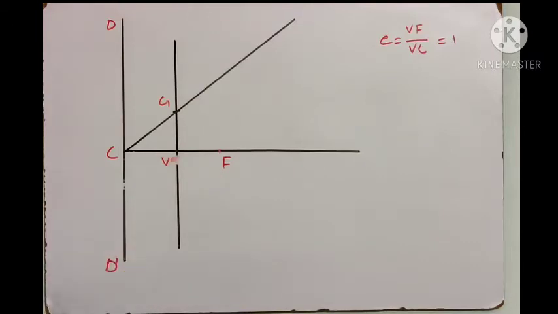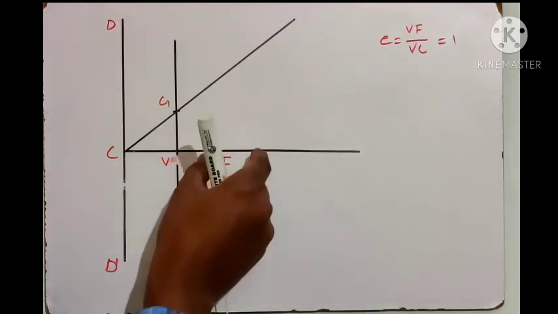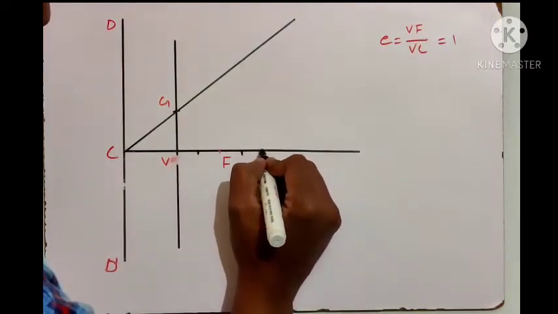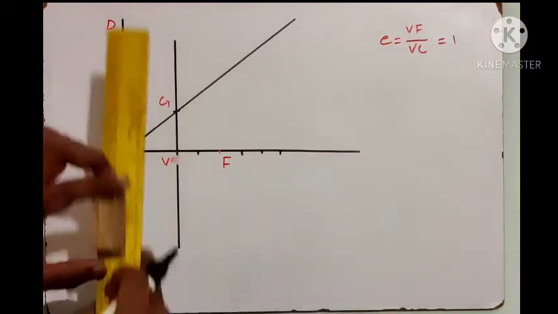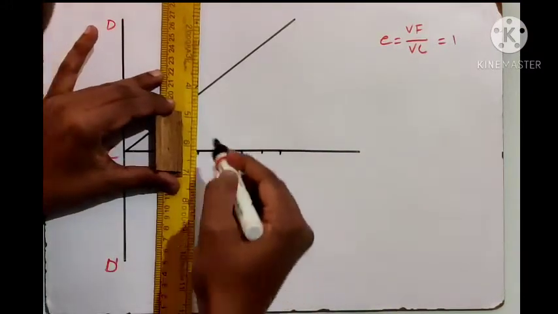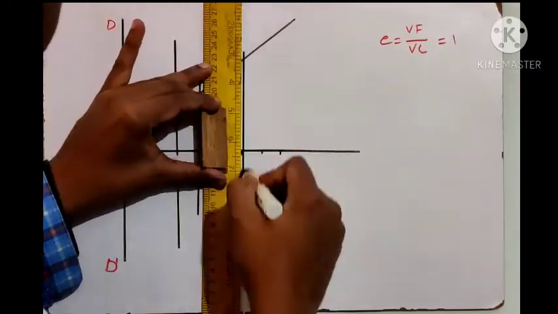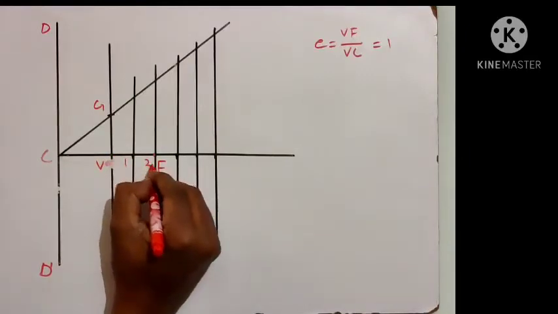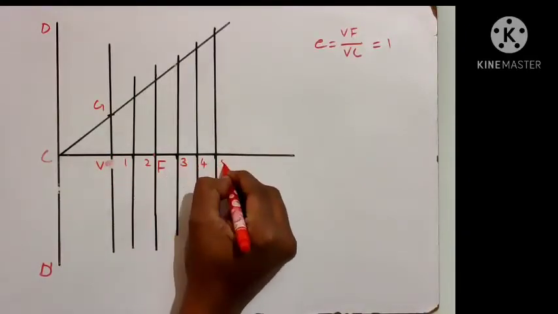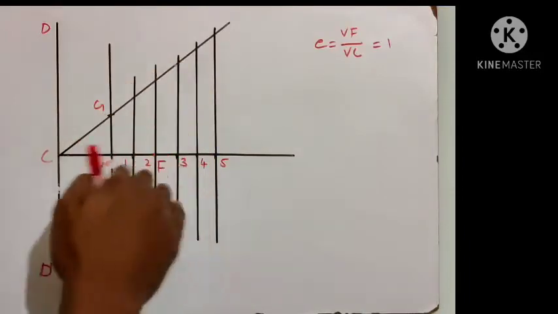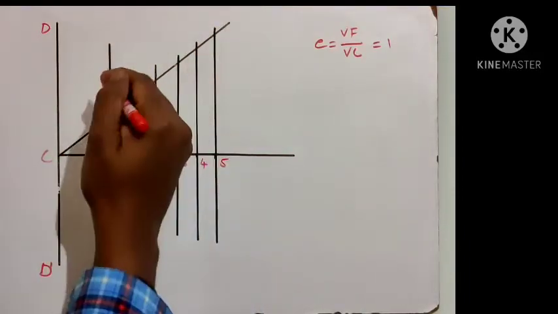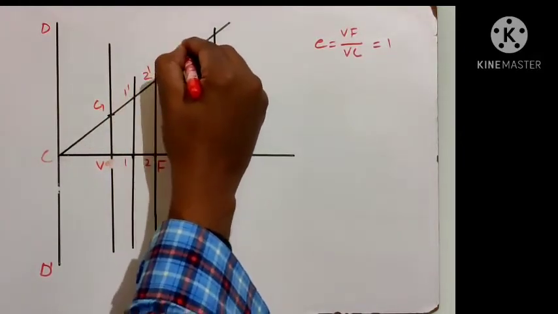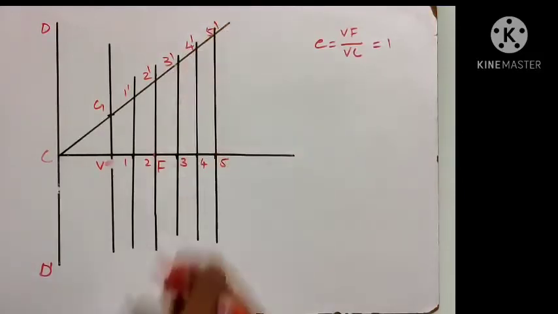Next, you can find 5 points at a distance of 10 mm each, something like 1, 2, 3, 4, 5 points. Then mark the vertical lines passing through those 5 points. So this is my 1, 2, 3, 4, 5, and the intersections of these lines with the guiding lines are my 1 dash, 2 dash, 3 dash, 4 dash and 5 dash.